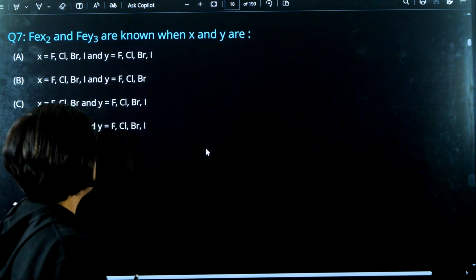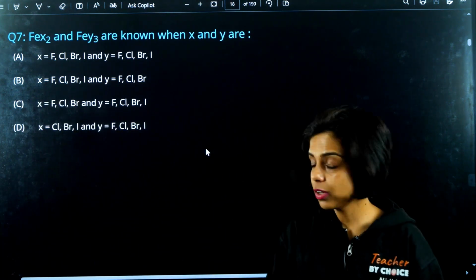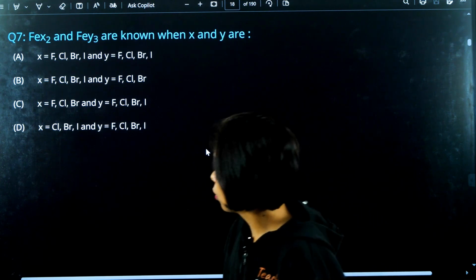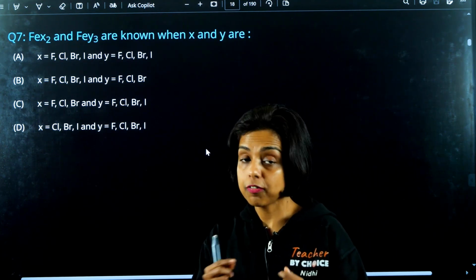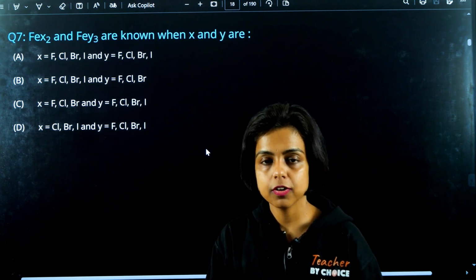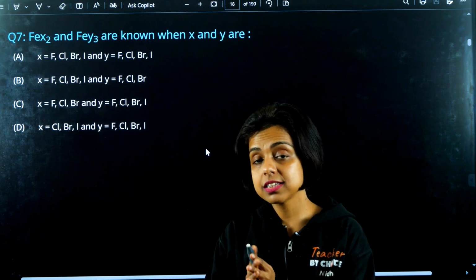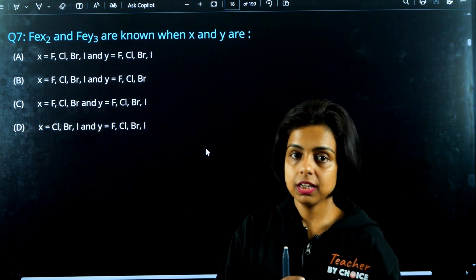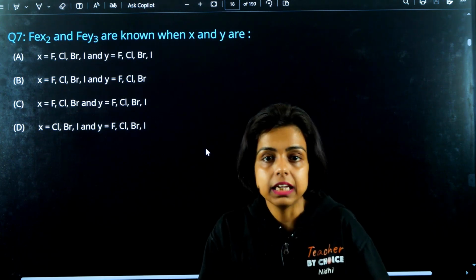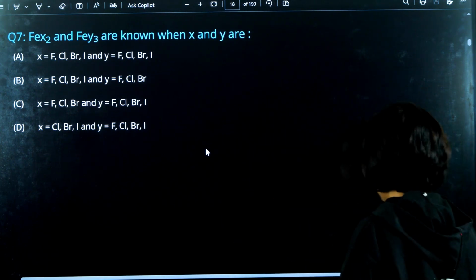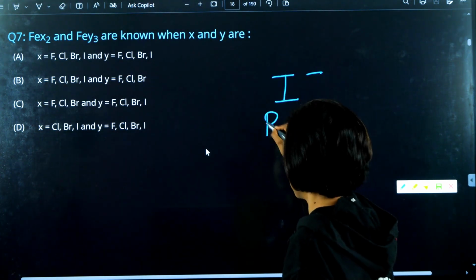FeX2 and FeY3 are known, where X and Y you are supposed to say. X can be fluorine, chlorine, bromine, iodine, okay, halogens. So guys, FeCl2, FeF2, FeBr2, FeI2 exist. Same with Fe in the +3 oxidation state: FeF3, FeCl3, FeBr3 exist, but FeI3 doesn't exist because, you know, iodide ion is a strong reducing agent. It is a good reducing agent, right?